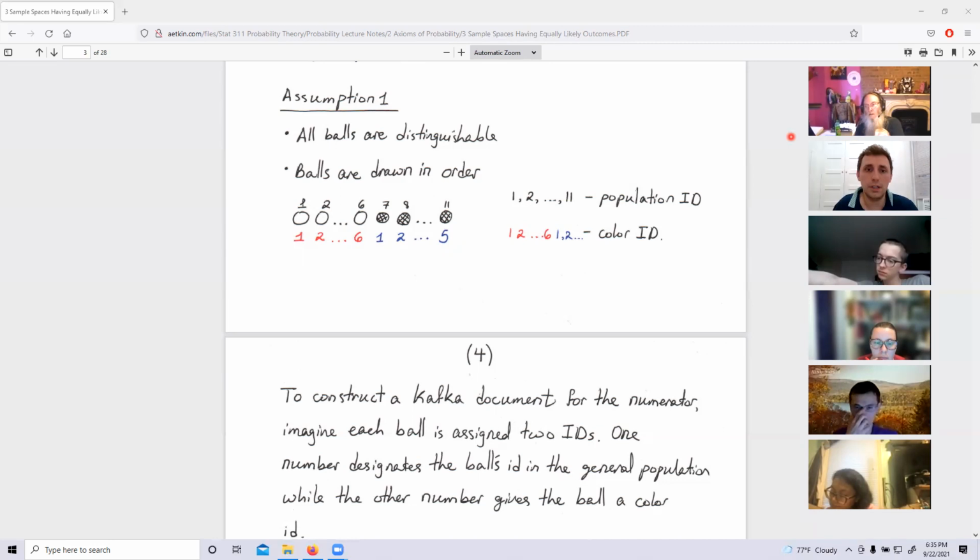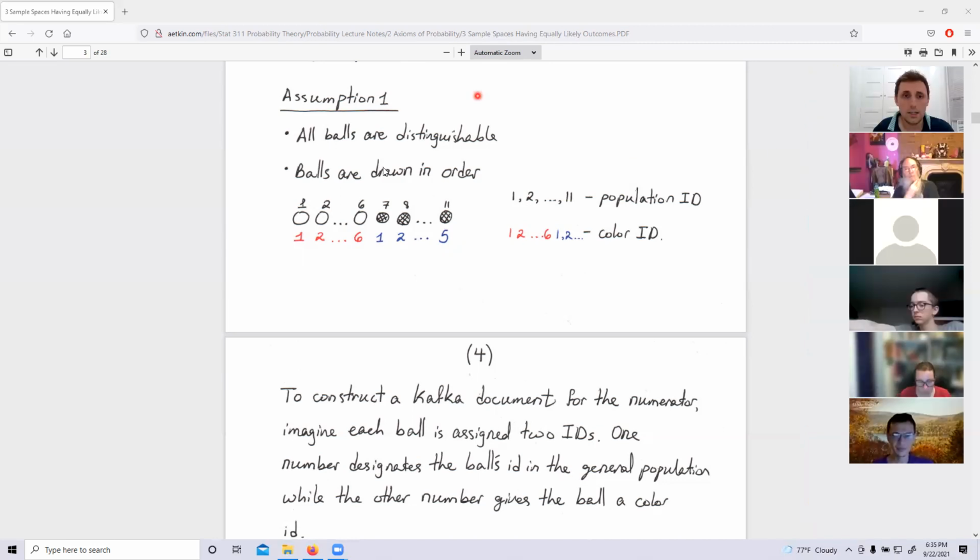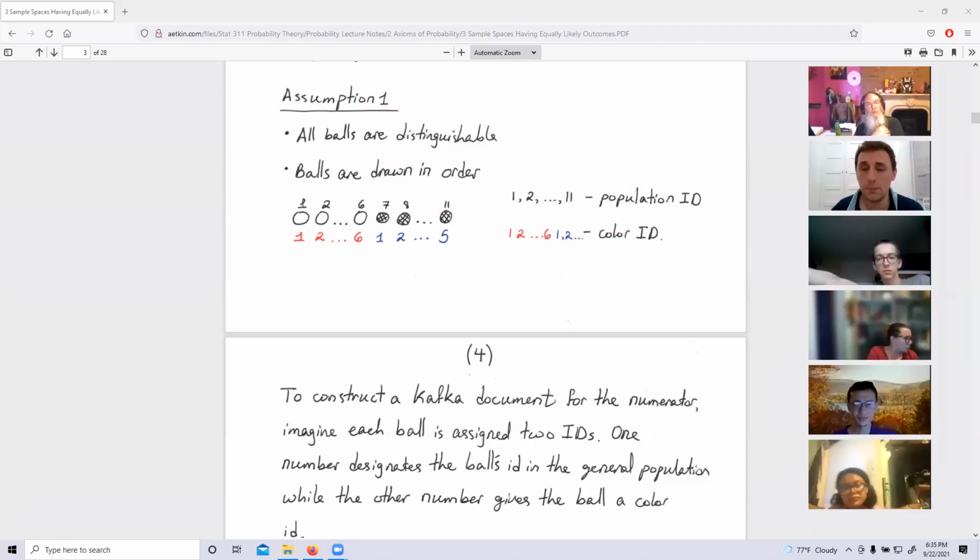All right. So here I was methodical. I said, okay, you have those numbers and you have those numbers, and I described how to put information for the numerator and how to do it for the denominator. For the numerator, I use the red and blue numbers. For the denominator, I use the top black numbers.